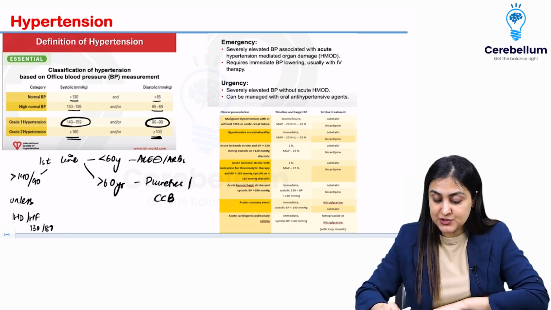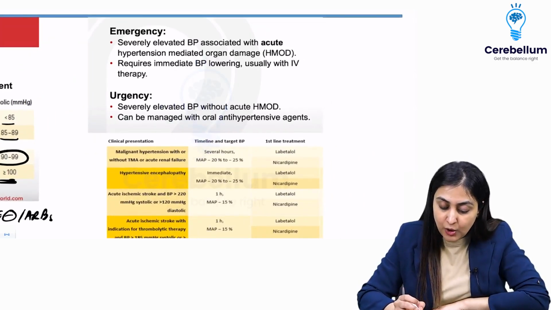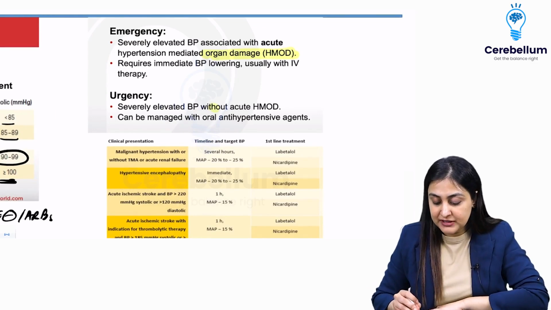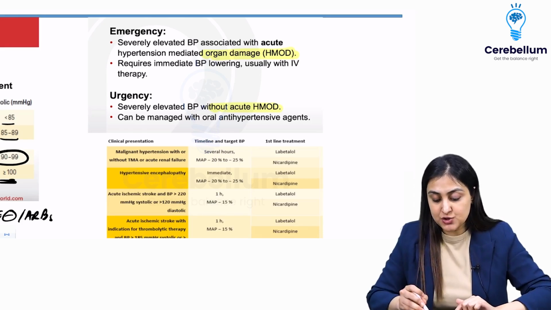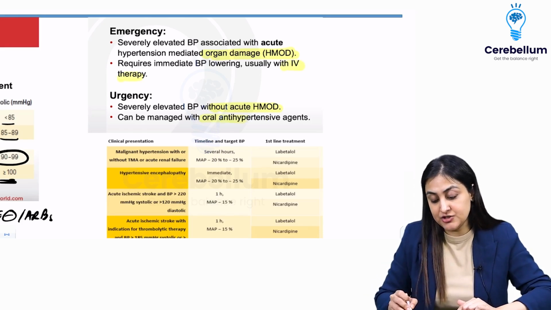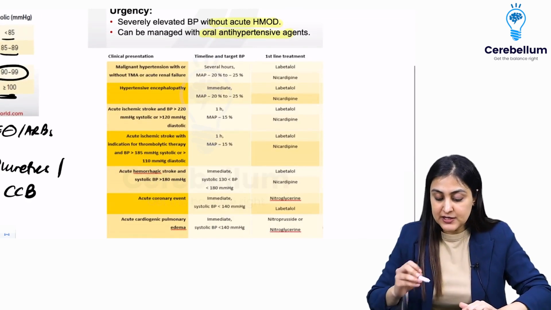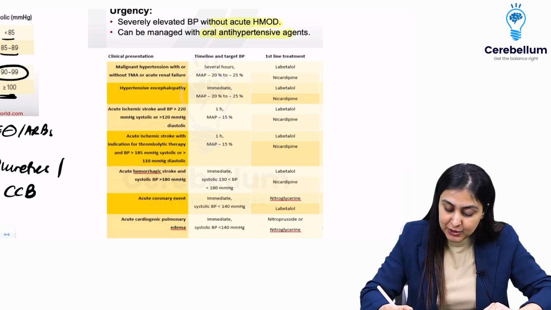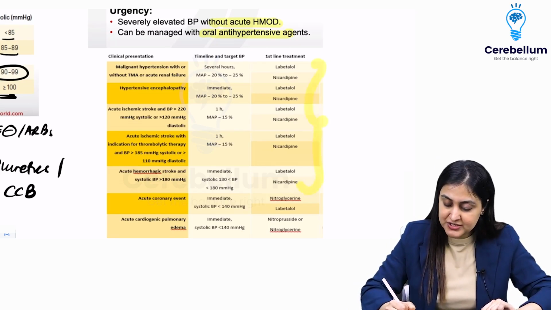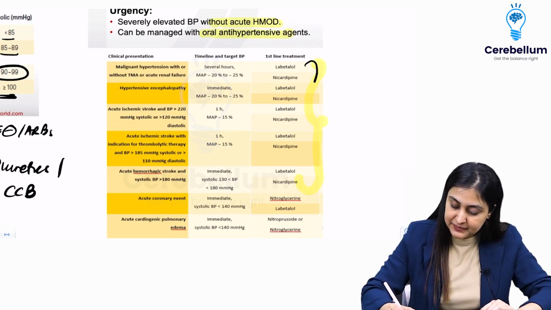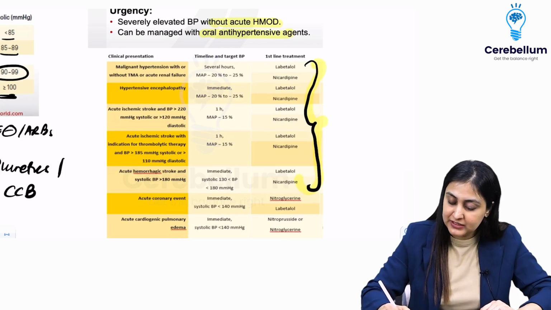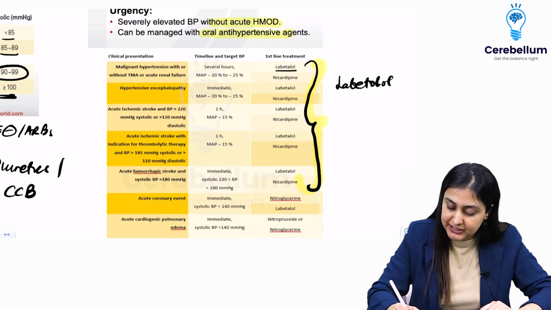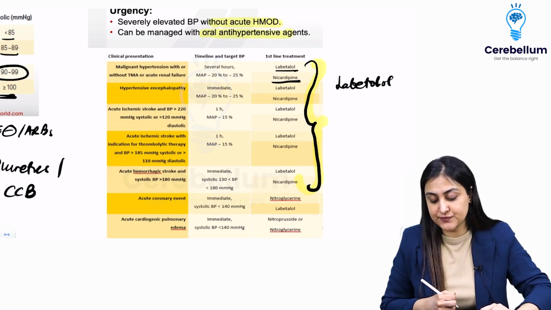Emergency versus urgency. So emergency is where you have organ damage. Very important, when organ damage results, that's an emergency. Without organ damage is urgency. So emergency means IV therapy, urgency means oral antihypertensive drugs. So this is a list which I have compiled. The takeaway from this is, anytime you have anything other than heart which is getting affected, it is something wherein you can work upon with labetalol and nicardipine. So these are your drugs here. So labetalol and nicardipine are the first line drugs for all of this.